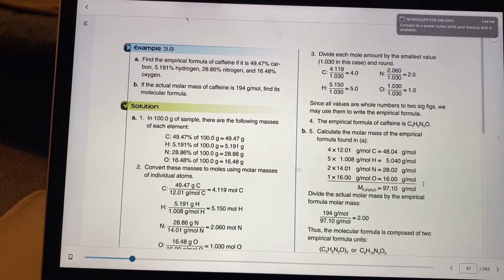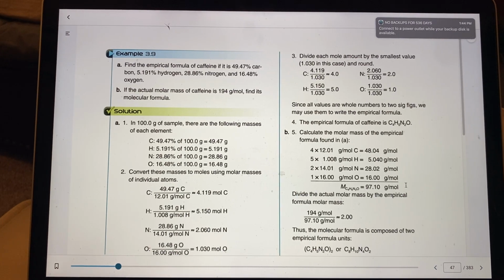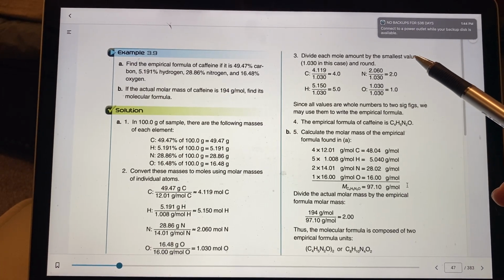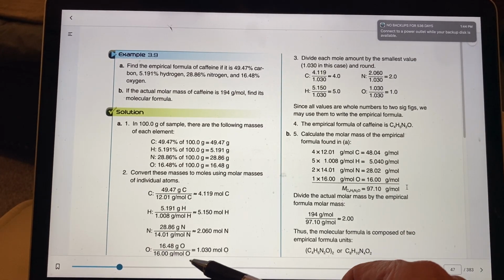So those are the moles. Now we go up to the top here. We divide each mole by the amount of the smallest value. What's the smallest value?